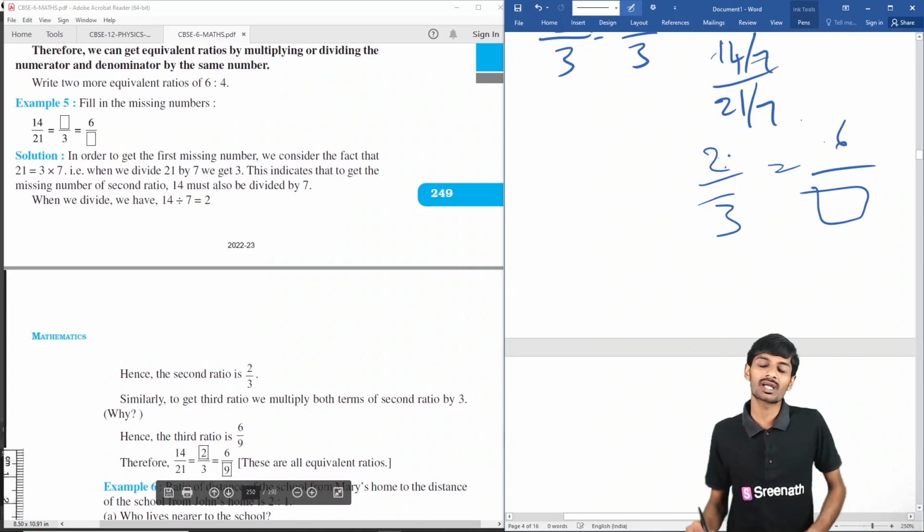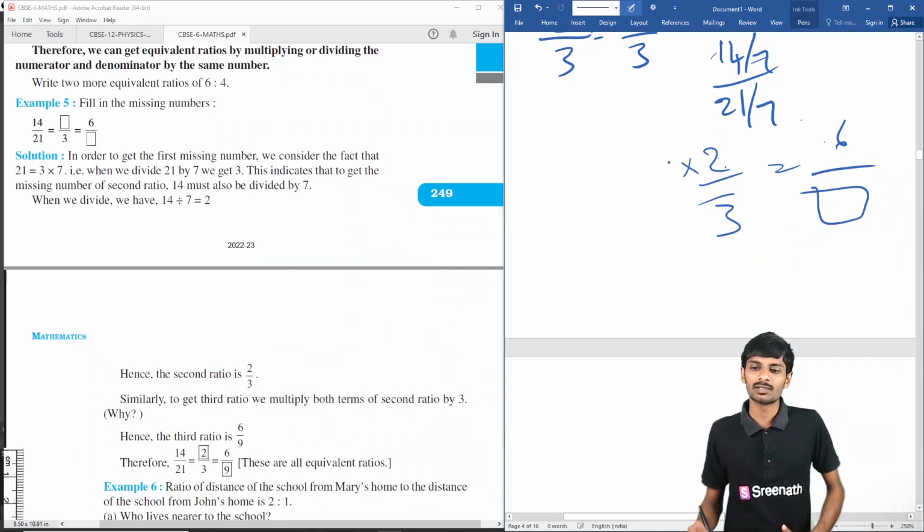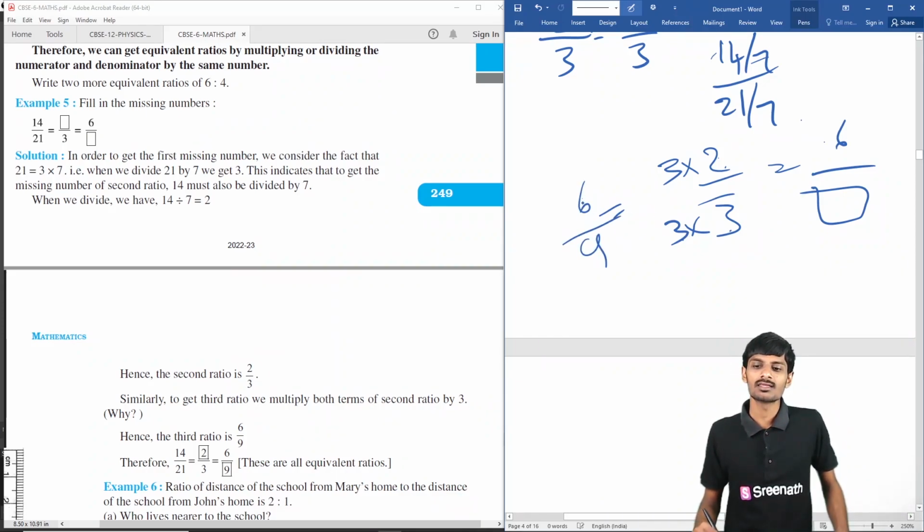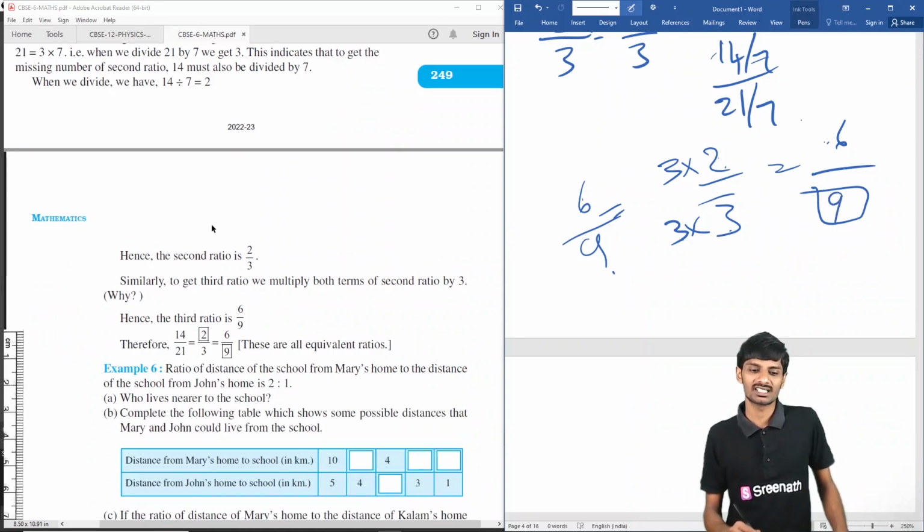So how can 2 become 6? If you multiply it with 3, then it will become 6. So if you multiply in the numerator, you have to multiply in the denominator. So 2 into 3 is how much? 6. 3 into 3 is how much? 9. So 6 by 9. So here the numerator is 6 and the denominator is 9. That's it.